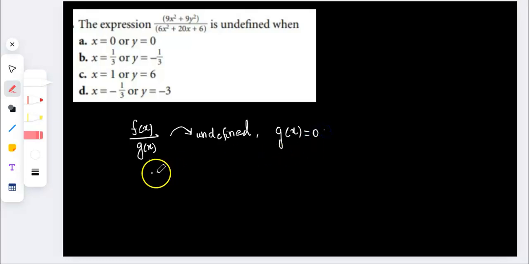So here, in place of g(x), you have 6x² + 20x + 6 = 0. Basically, you need to solve this quadratic equation. From the view of SAT Math, you are entitled to use the Desmos calculator. You can use your graphing calculator, plot your graph, and easily get the solutions for this equation. So first, let's see how we solve this using Desmos.